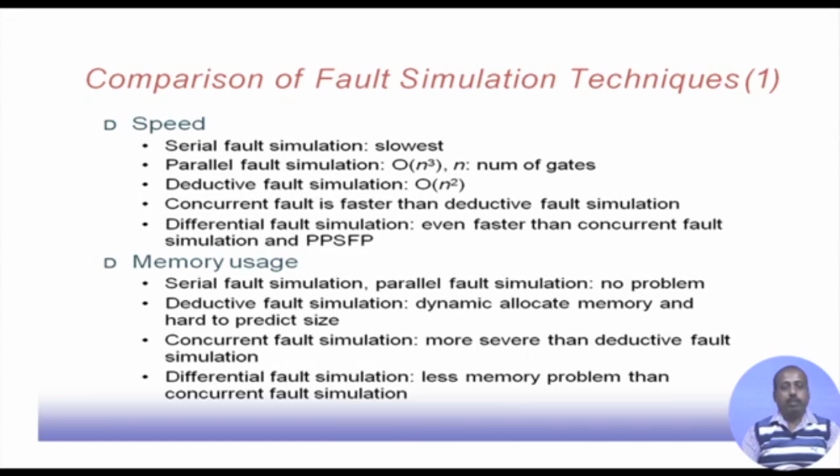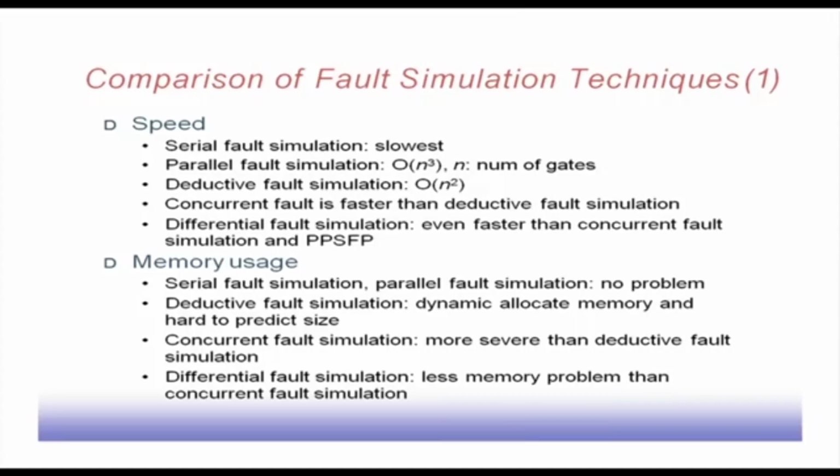Differential fault simulation is even faster than concurrent fault simulation, because it simulates only the differential part of the circuit. From the memory usage point of view, for serial fault simulation and parallel fault simulation there is no problem, because serial fault simulation takes only one fault and one pattern at a time. Parallel fault simulation also usually uses the memory word or the word size of the processor. As a result, there is no extra overhead. Whether you are storing 1 bit or 1 byte does not matter, because ultimately it is counted in terms of words. So, that way they are the same.